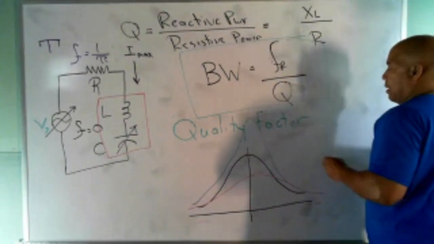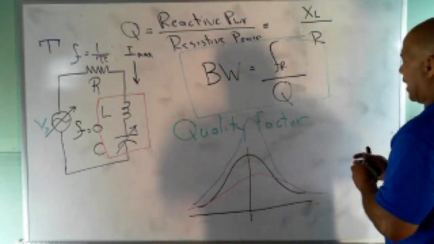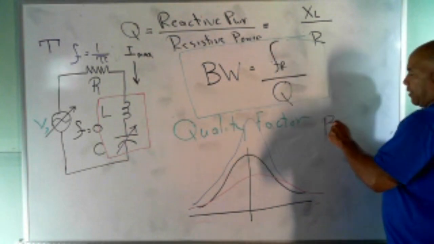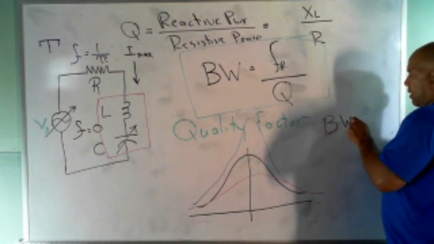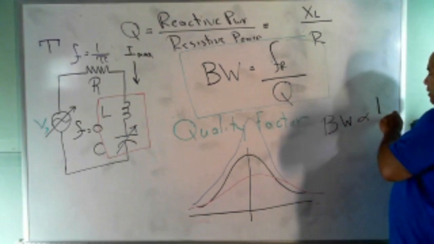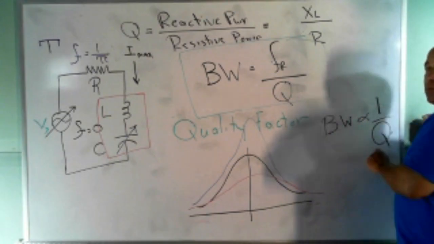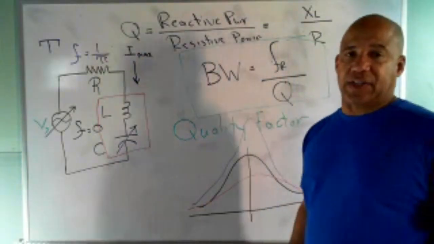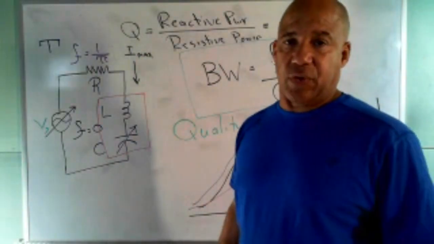One thing I already pointed out was that bandwidth is inversely related to Q, right? So the higher my Q, the lower the bandwidth, and vice versa. You can see that from the graph that you looked at. You can see that's true.